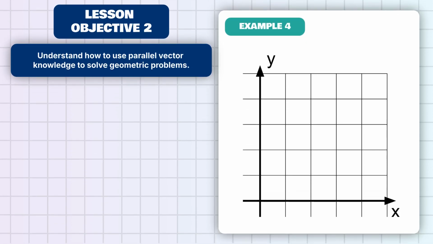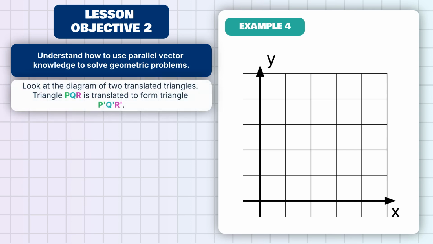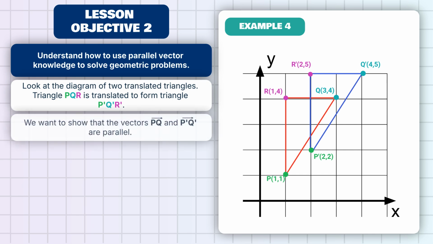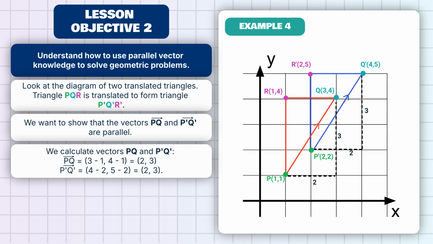Let's walk through another example. Look at the diagram of two translated triangles. Triangle PQR is translated to form triangle P'Q'R'. We want to show that the vectors PQ and P'Q' are parallel. We calculate these vectors by finding the change in x and y coordinates for each vector.